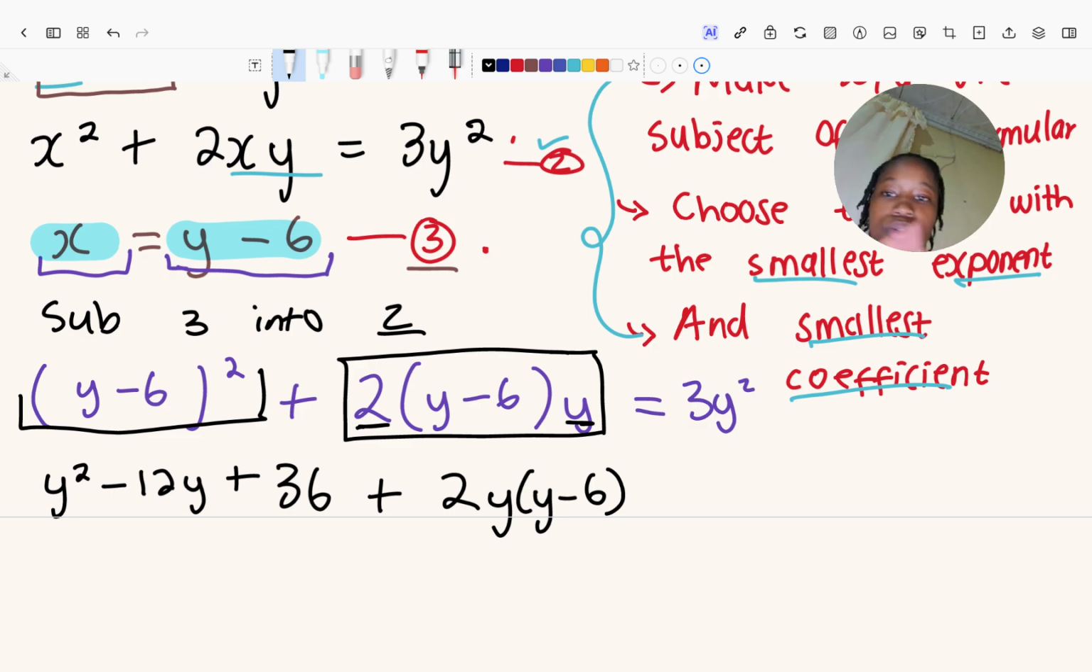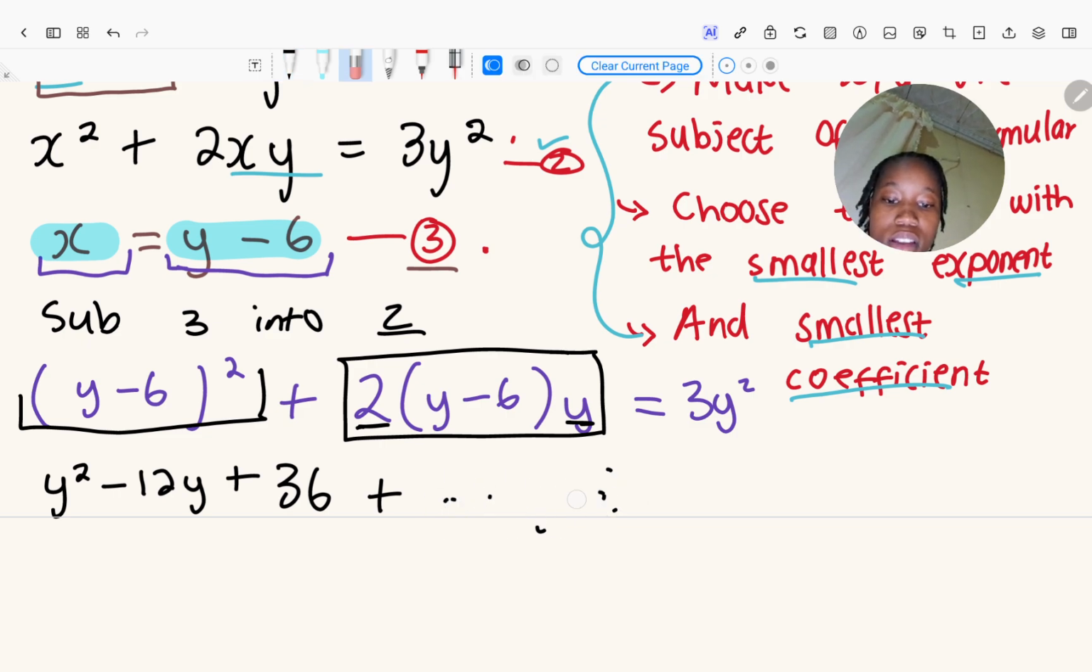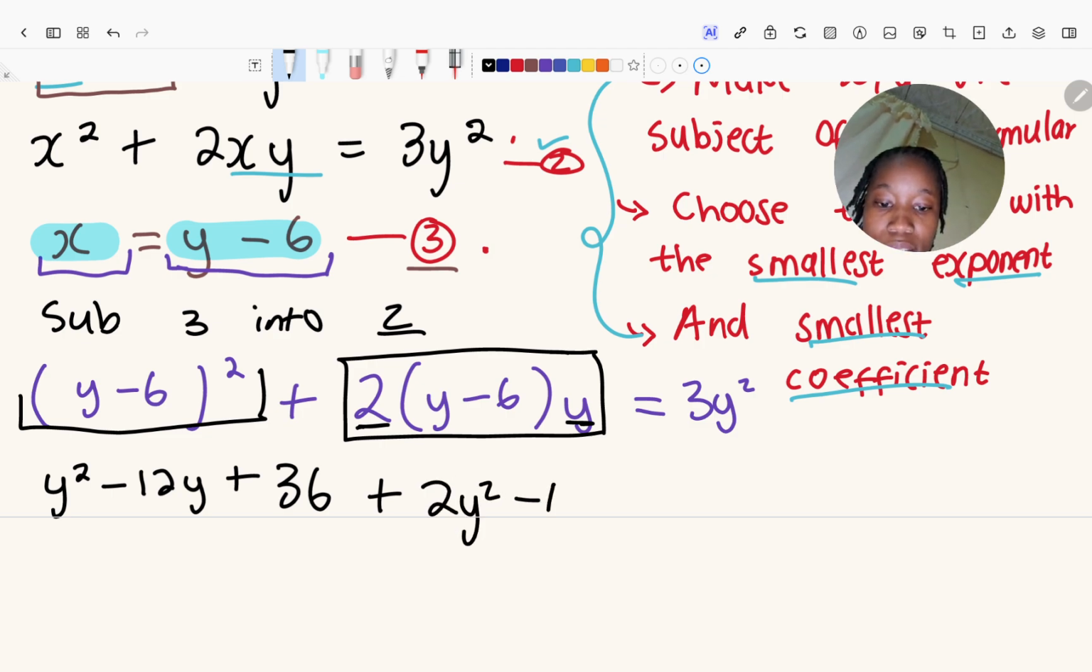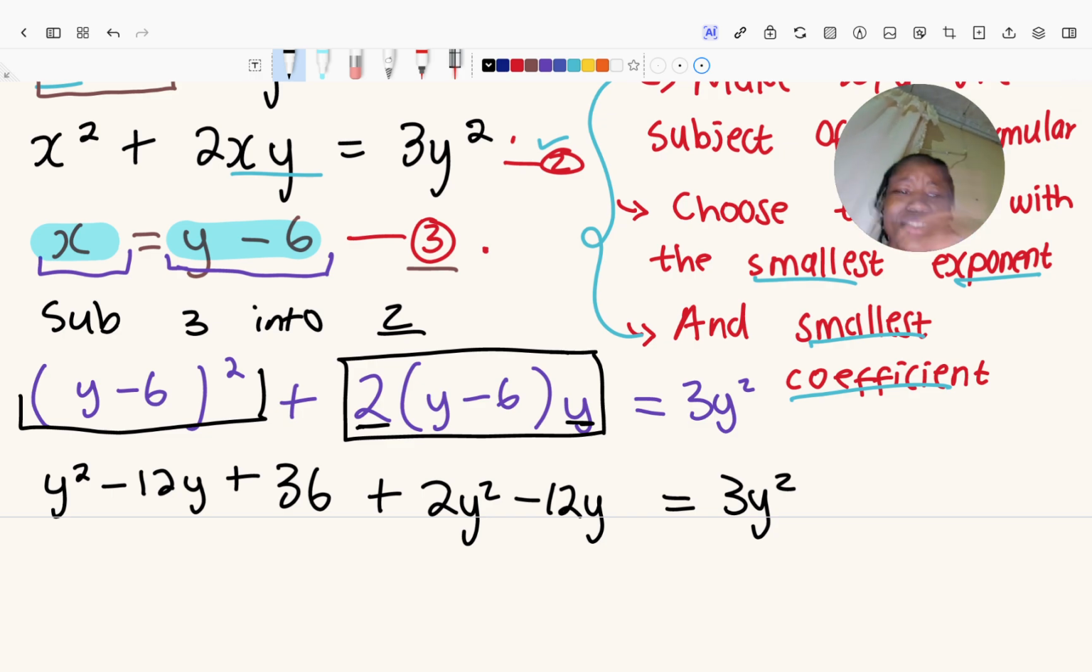Simple as that. So that makes it simple when you are multiplying. Okay, so I just wanted to show you guys that, but I'm just going to write the answer. So it's going to be 2y squared minus 12y. So let's just write the answer. Yeah, so it's just going to be 2y squared minus 12y. It's equal to 3y squared. So what I'm going to do now is group the like terms. It's just grade 10 stuff, guys. It's grade 10 stuff.